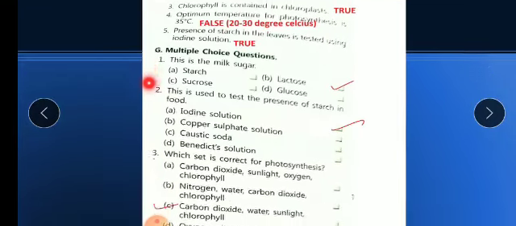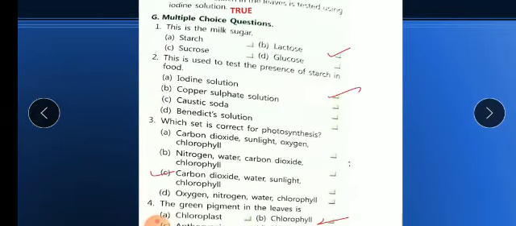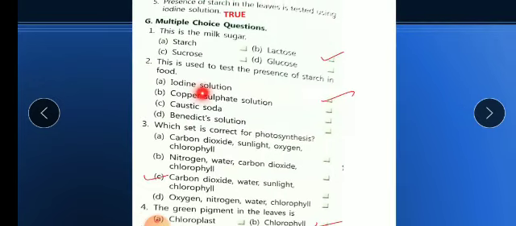Now G question is multiple choice question. So first one is, this is a milk sugar. So milk sugar name is lactose. Lactose is a sugar which is present inside the milk. Second one is, this is used to test the presence of starch in the food. So which chemical we are using for testing starch? So answer is iodine solution.